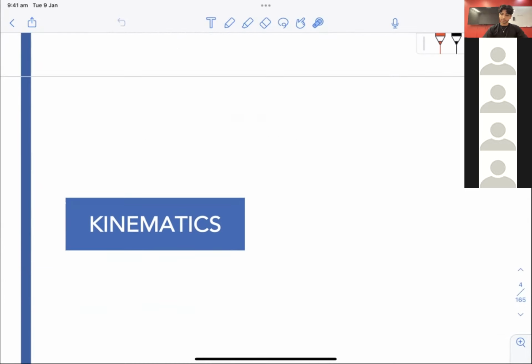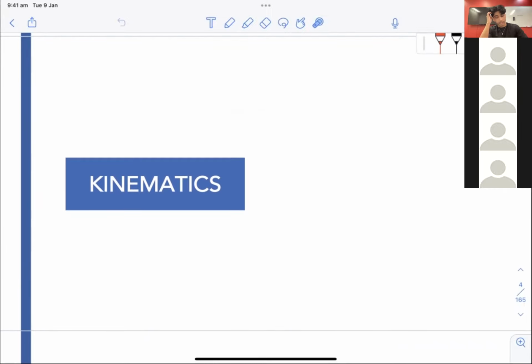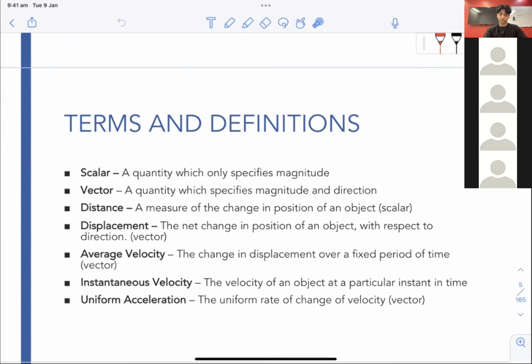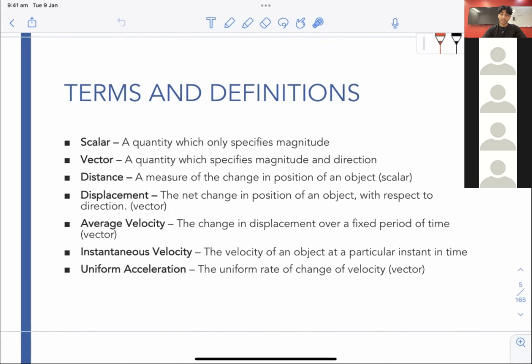Okay. So I'll be taking you through kinematics and dynamics. Kinematics is all about motion, vectors, forces. Let's define some terms first. You should all be familiar with these already, but it's all revision. A scalar quantity is a quantity that only specifies magnitude. So things like speed, things like mass, can have a magnitude, but they don't need a direction. Now a vector is the opposite. It has magnitude and a direction.